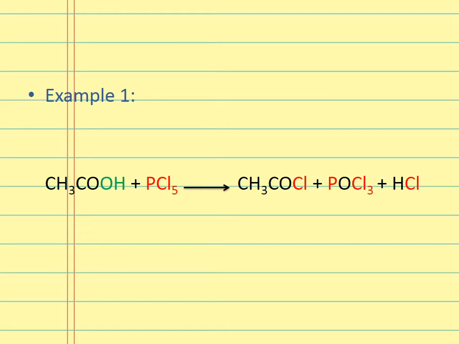Let's take an example of ethanoic acid reacting with phosphorus pentachloride, which gives the products ethanoyl chloride, phosphorus trichloride oxide and hydrochloric acid.